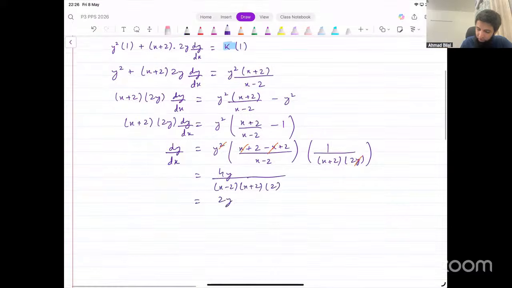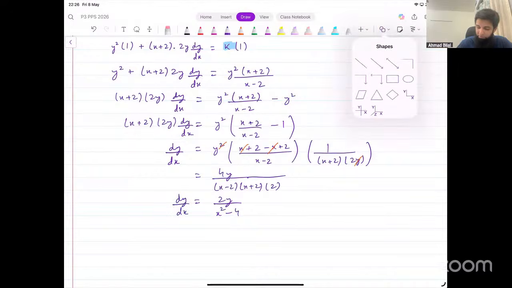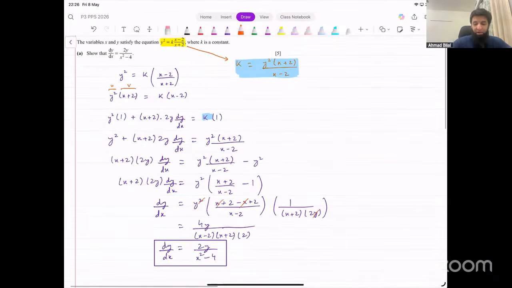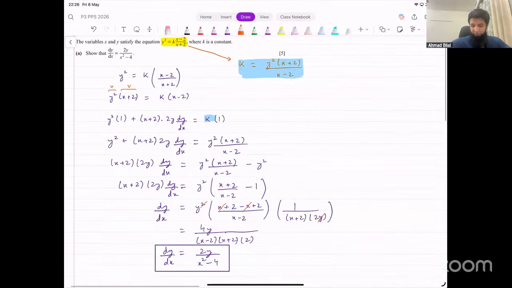So you have 2y in the numerator, and in the denominator, x minus 2 into x plus 2, that's x squared minus 4. And that is the derivative that we were looking for. That's our final answer. That was fairly tricky. You have to get rid of k like that, but that's how you do it. Makes sense, right?